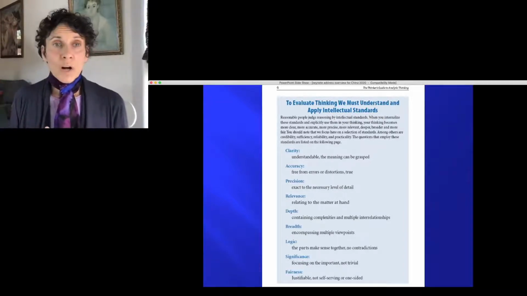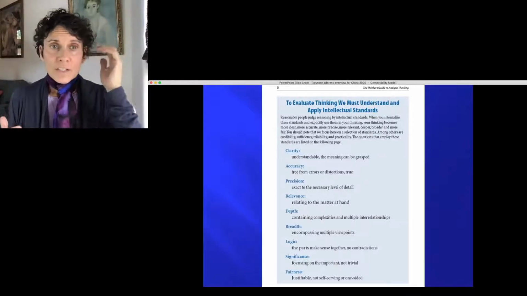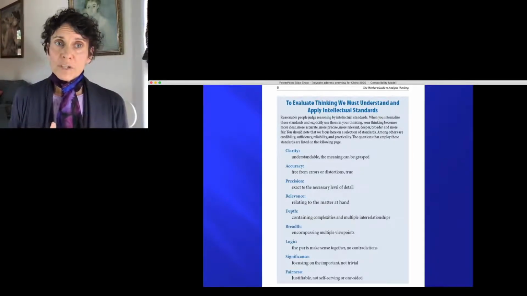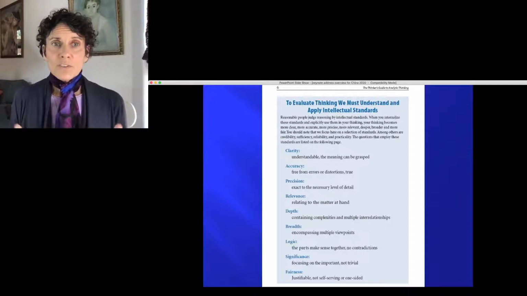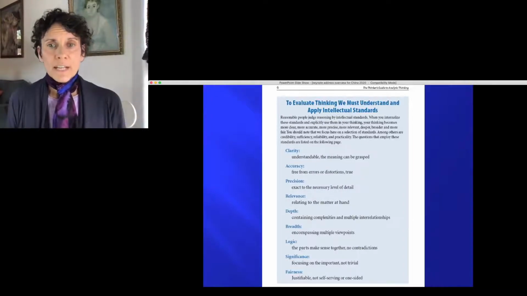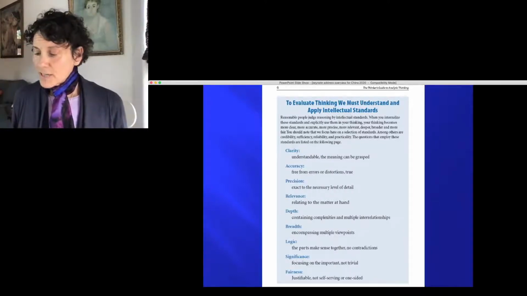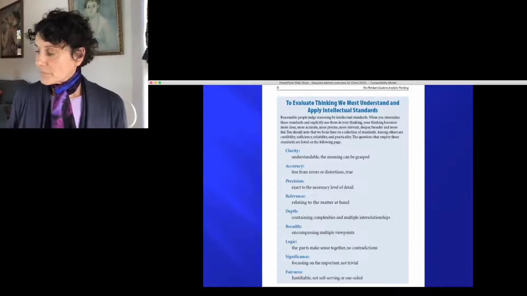We judge the quality of reasoning through universal intellectual standards. Notice the simplicity here, and here are some of the essential intellectual standards that we all should be using on a regular basis to develop our thinking: clarity, accuracy, precision, relevance, depth, breadth, logic, significance, and fairness. And there you see a brief definition of each one.